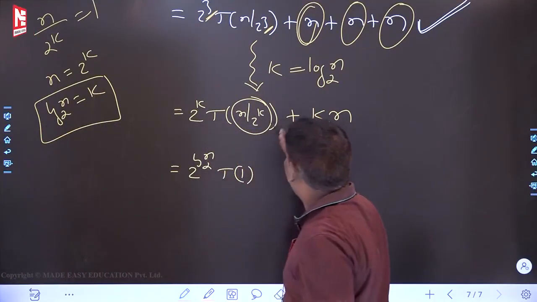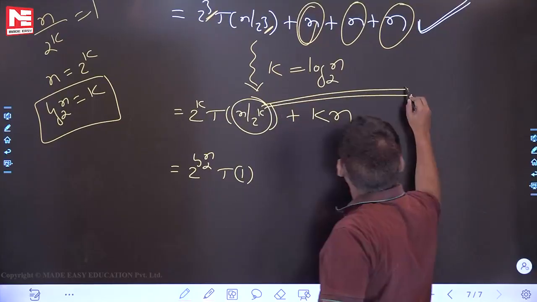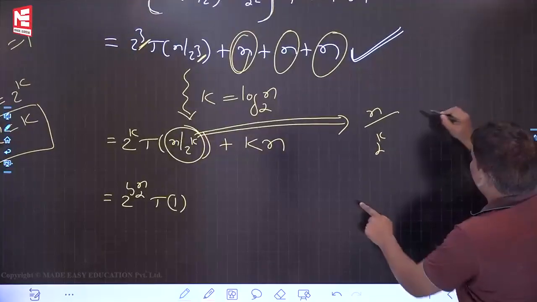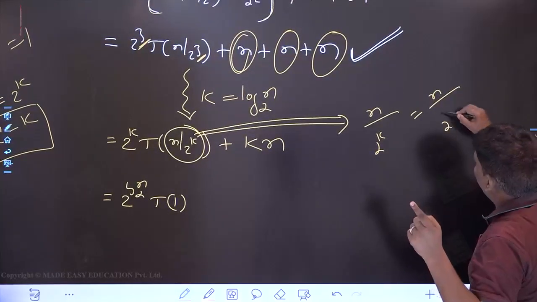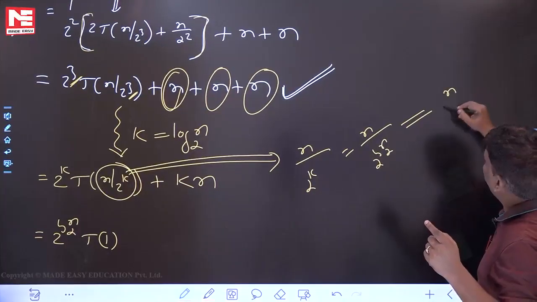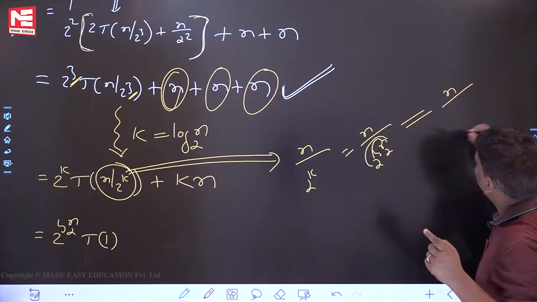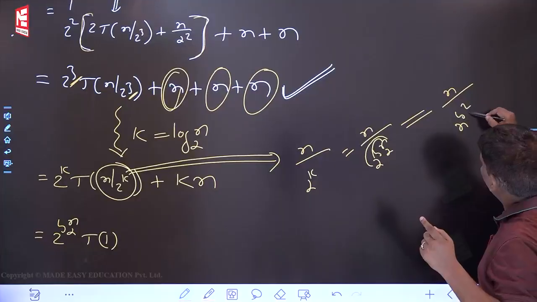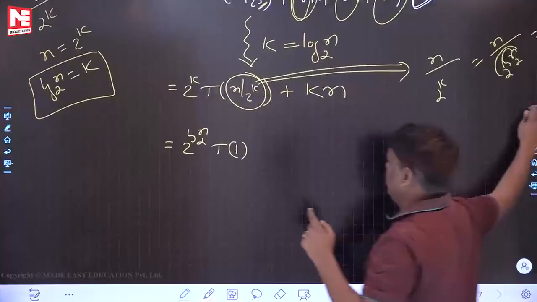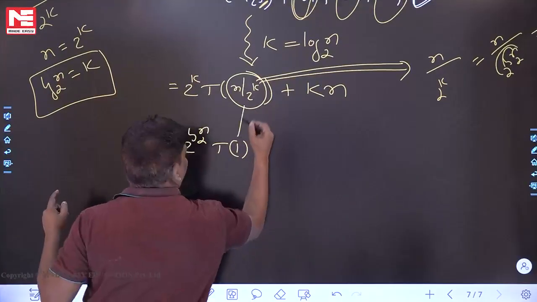Some people are asking, sir, how it is 1? Let's check here. See this one. N by 2 power k, which will become n by 2 power log n base 2. This n will go here, 2 will go here. What is the answer? N power log 2 base 2, which will become n by n. Means 1. That's how this became 1.